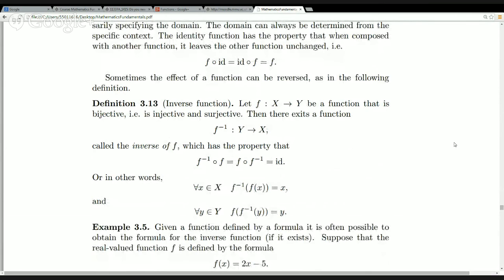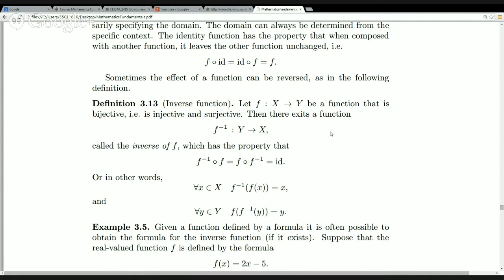More interestingly, then, we have the idea of an inverse function. This is when you've got a function f going from a domain x to a codomain y, and the inverse function is a function going in the opposite direction. So in the Venn diagram picture, we have f going across here. f inverse will be the function going in the opposite direction. Now, inverse functions don't always exist. They only exist in special circumstances. That's when, as in the definition here, the function is bijective, that is, injective and surjective.